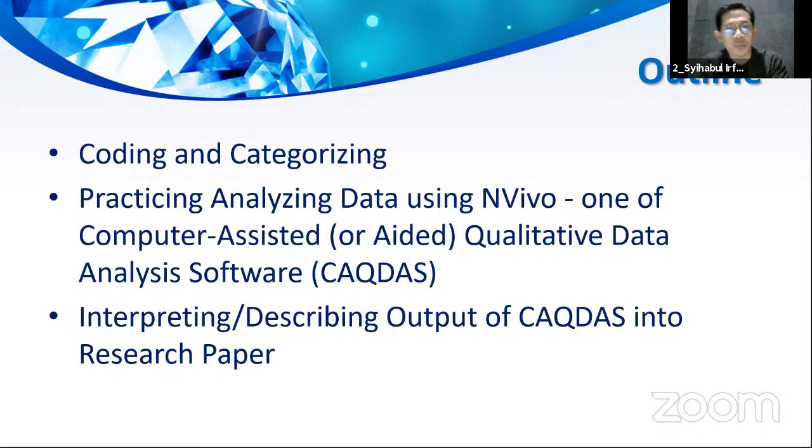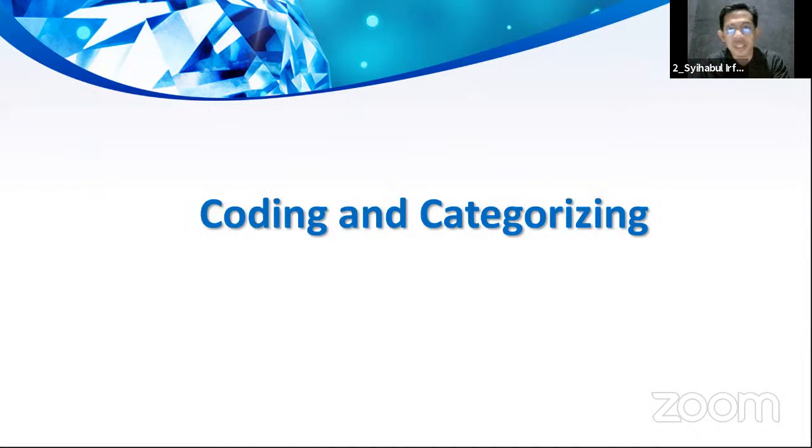Coding and categorizing will be presented by me, and then Pak Iqlil will practice analyzing data using Nvivo. This is one of computer-assisted qualitative data analysis software. And Bu Dian Misesani will interpret or describe the output of computer-assisted qualitative data analysis software into a research paper. Right now, let's begin with coding and categorizing.